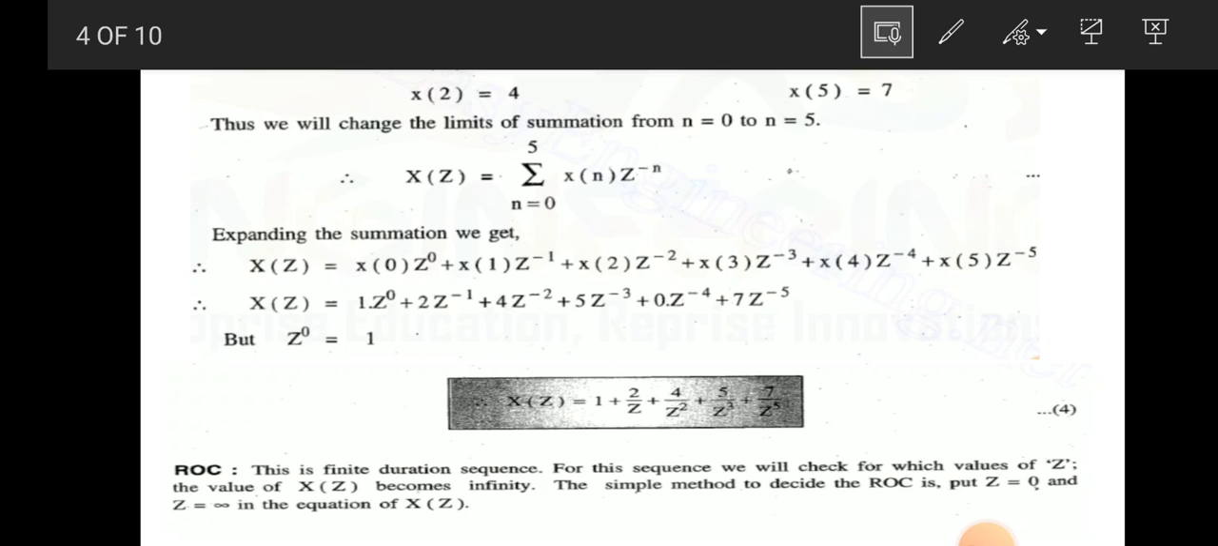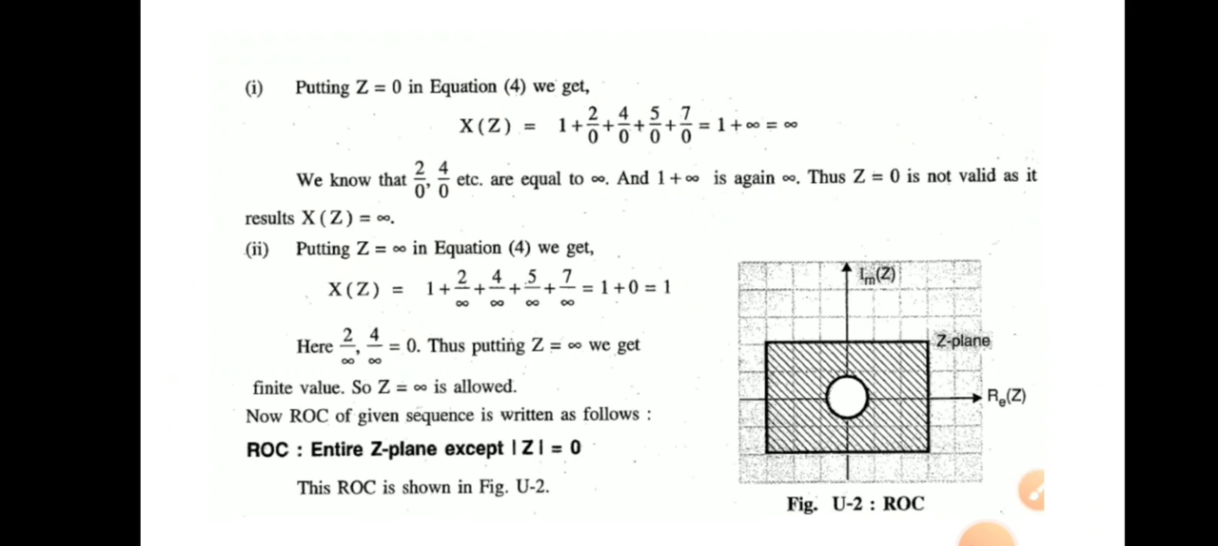Okay, so while drawing the ROC, the main step is to first put the value of z equals to 0 and put the value z equals to infinity. After plotting these two values, we will get the limits of the ROC and thus we can plot the region of convergence. So first step, putting z equals to 0 in the above equation.